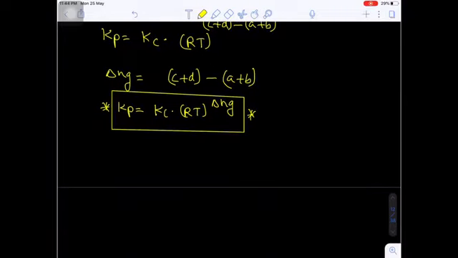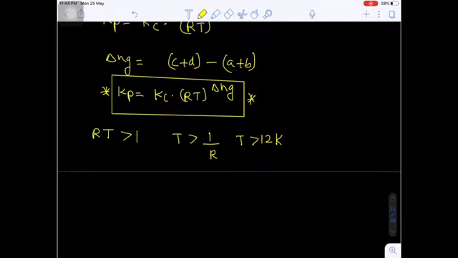Now let's suppose RT is greater than 1. That means T is greater than 1 by R, that means T is greater than 12 Kelvin. Generally, most reactions occur at room temperature. At very low temperature, reactions cannot be possible. The temperature must be greater than 12 Kelvin in this case. Now here the base is greater than 1, then the Kp and Kc relation depends upon the delta Ng value.